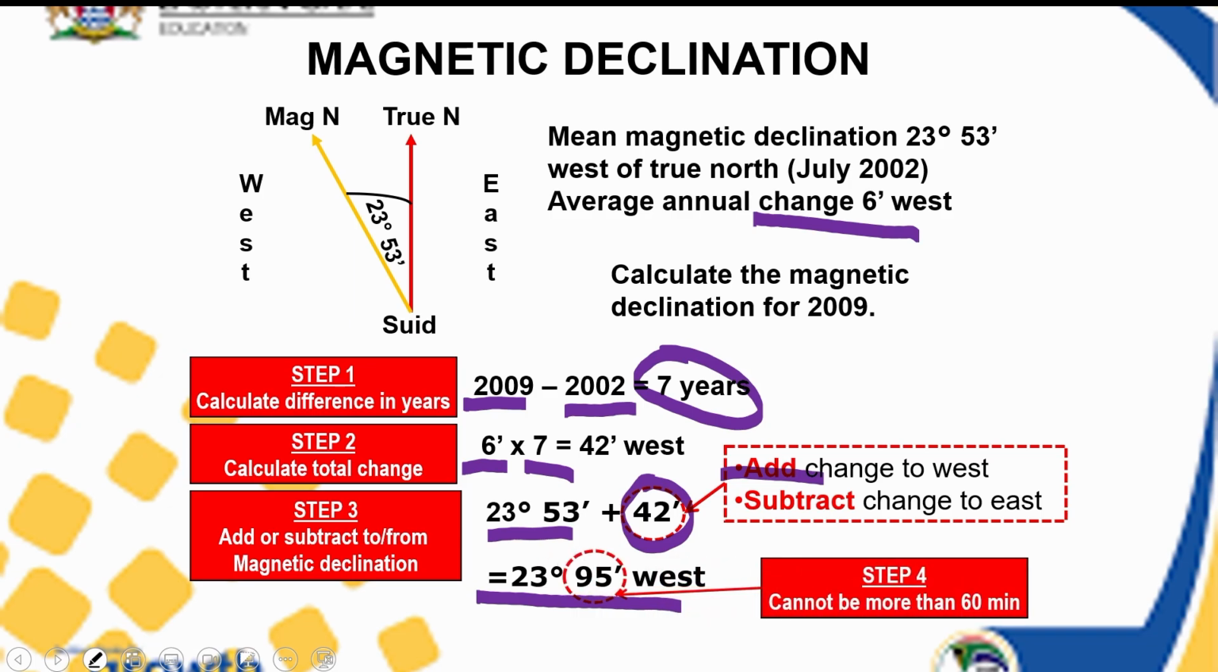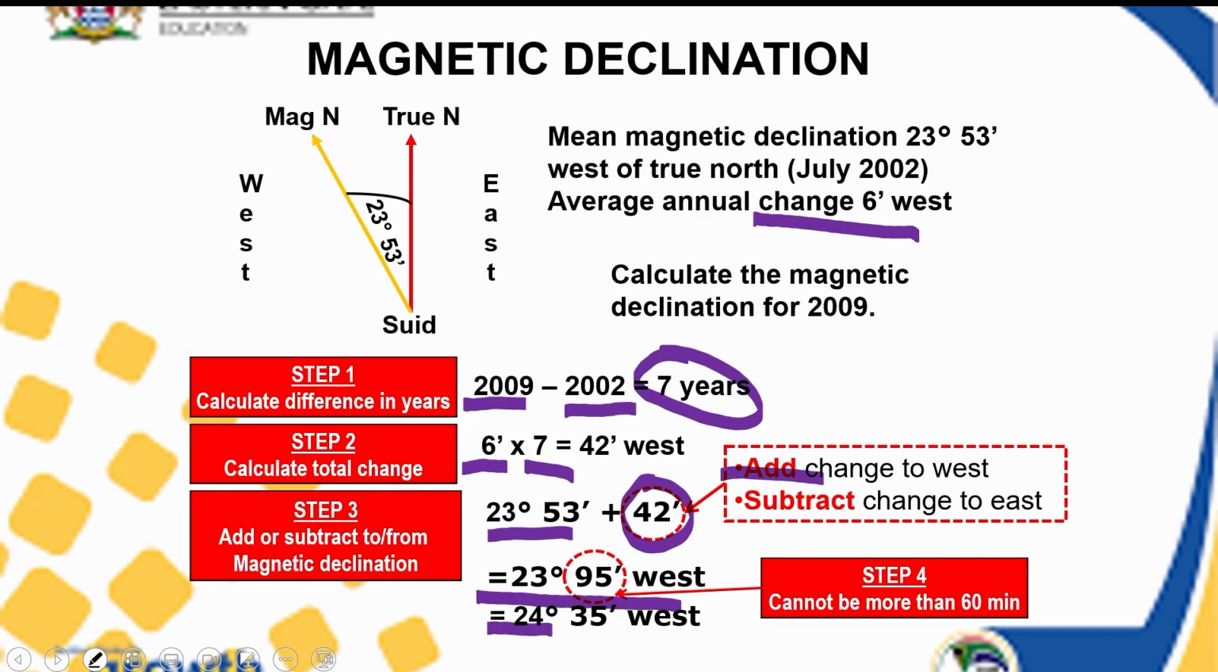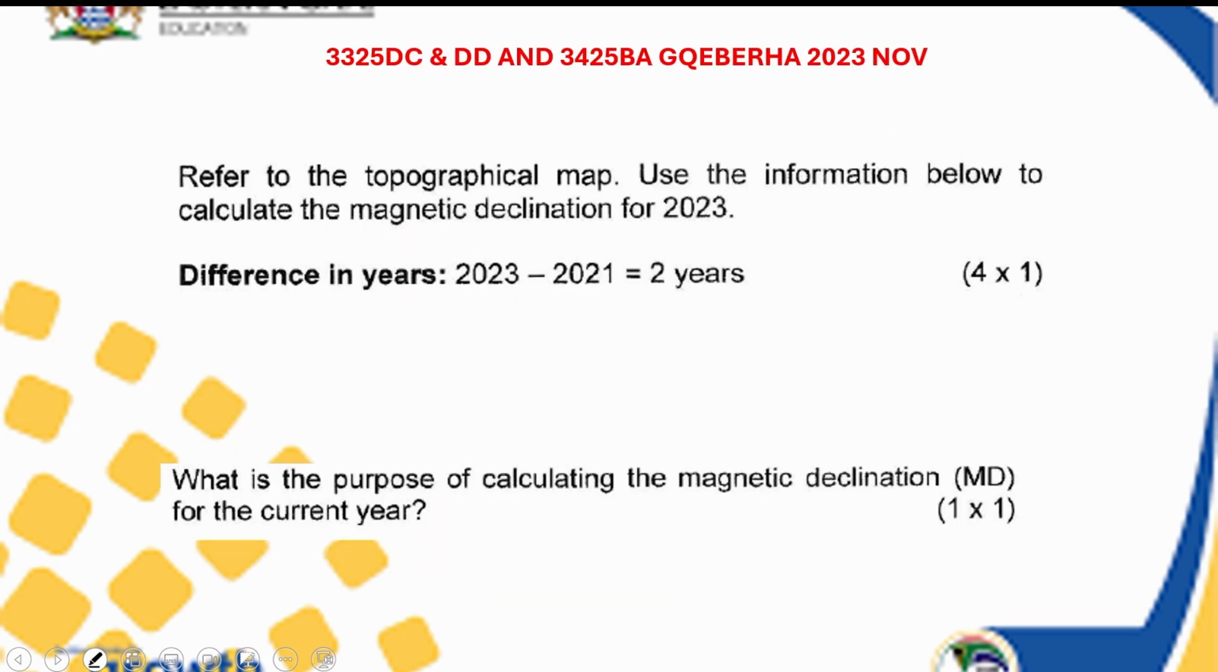Whenever you are calculating, you know for a fact that we don't have 95 minutes. We know that in 60 minutes there is 1 degree, which means in that 95 minutes there is 1 degree, which is 60 minutes. So we cannot leave it at 95. We need to take that 1 degree for 60 minutes and add it to the other degrees, which means 1 degree plus 23 degrees makes 24 degrees. Then you will remain with 35 minutes from that 95. So your final answer will be 24 degrees 35 minutes west of the true north.